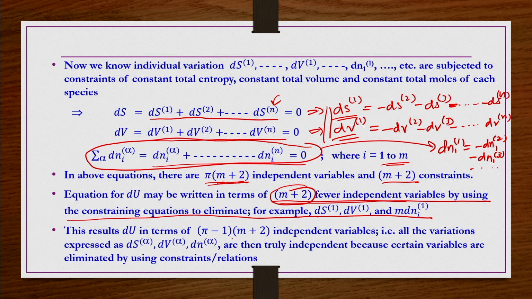So, this results in pi minus 1 multiplied by m plus 2 independent variables. All the variations expressed as ds alpha, dv alpha, dn alpha are then truly independent, because certain variables are eliminated by using the constraints or relations that we have here. Okay. So, let us make use of these reduced independent variables, eliminating certain variables by using these relations, and we use that benefit in writing this du.